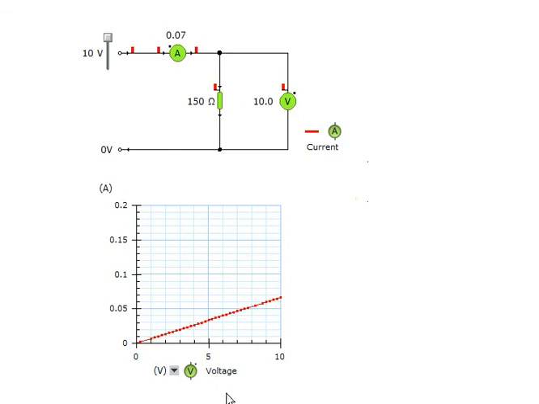This shows that Ohm's law is correct, that the voltage is directly proportional to the current.